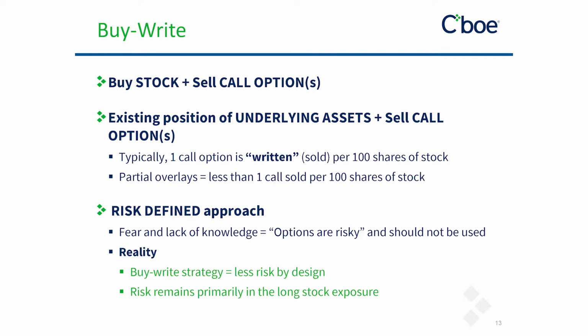For example, if an investor owned 1,000 shares of a given underlying security and chose to sell 5 calls against the position as opposed to 10 calls, it would be a partial overlay. A buy-write strategy is risk defined.